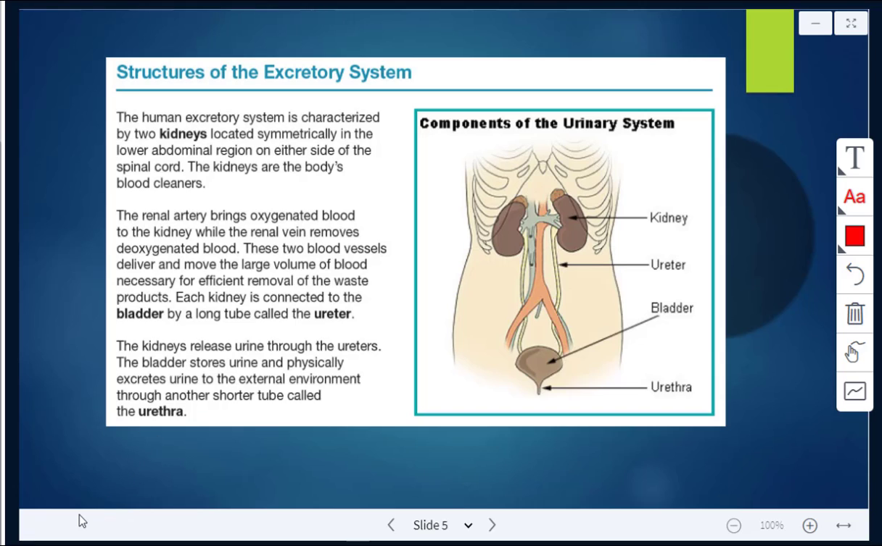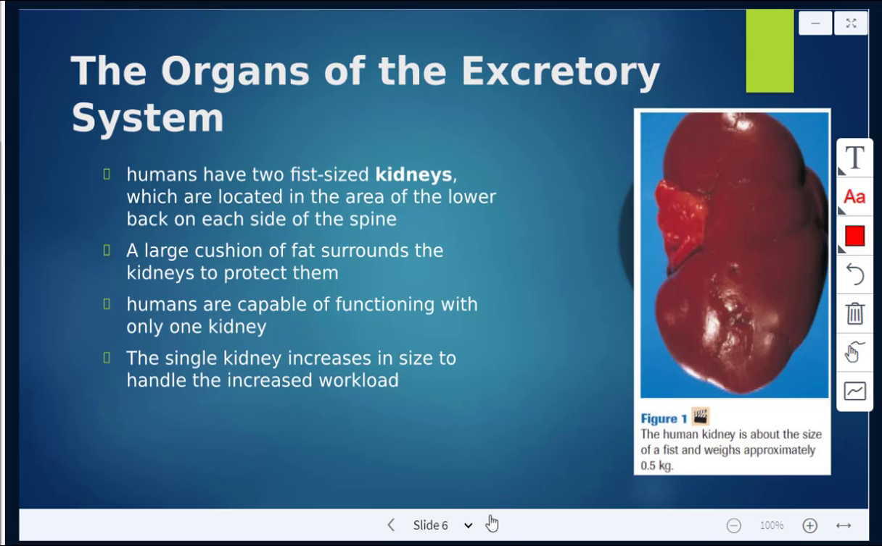Okay, so just a quick review from last class. We were looking at the structures and the components of the excretory system. So the two kidneys, coming off of the two kidneys were these two tubes. They're called the ureters. The ureters lead to the bladder, and then the urethra leads to the outside of the body. All right, so those are the structures of the urinary or excretory system.